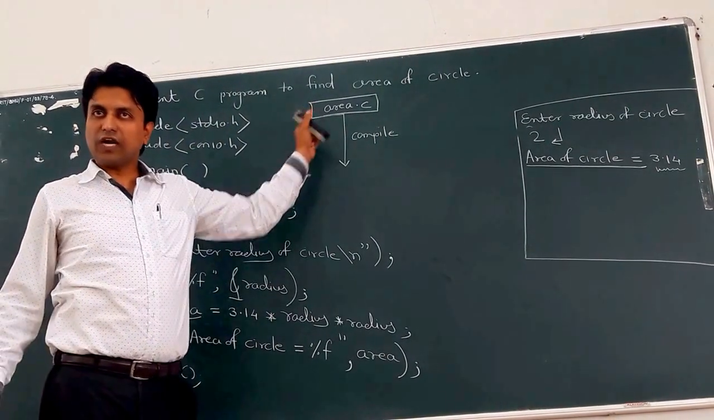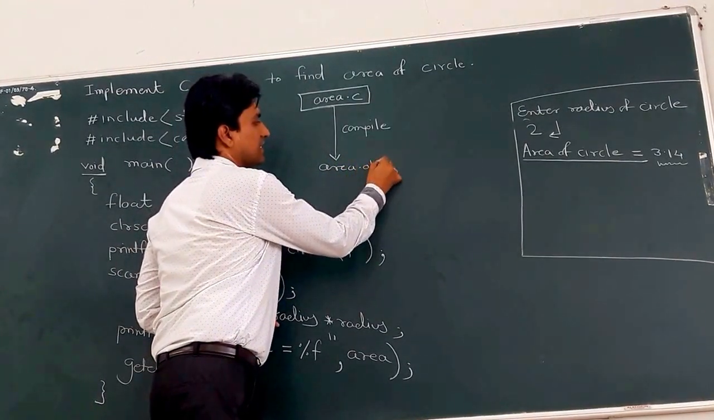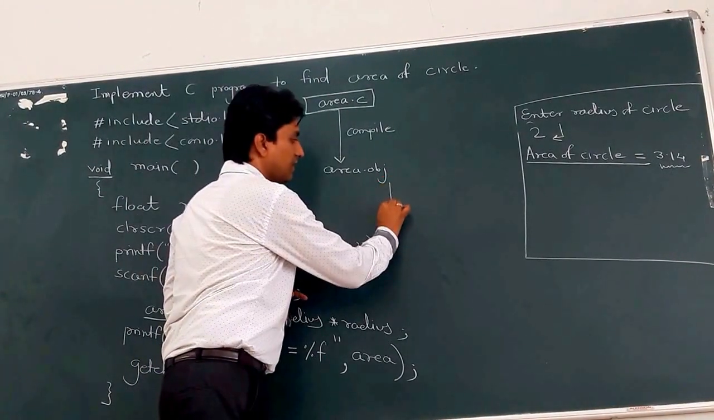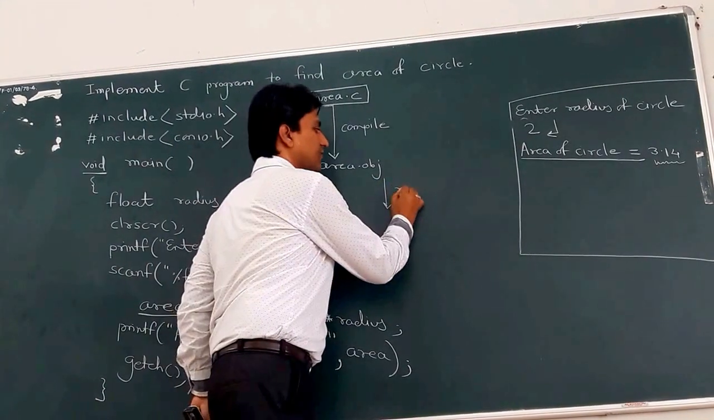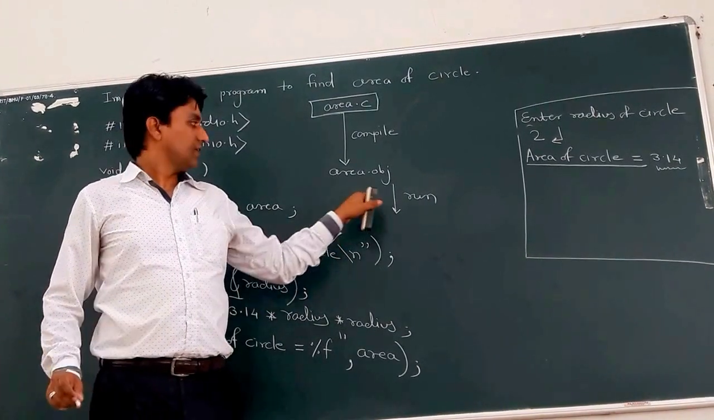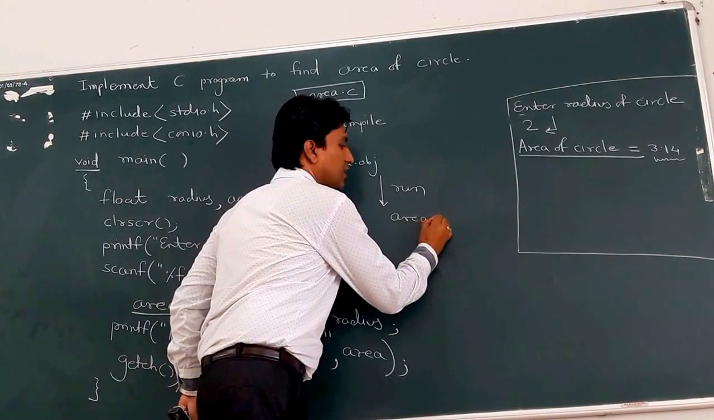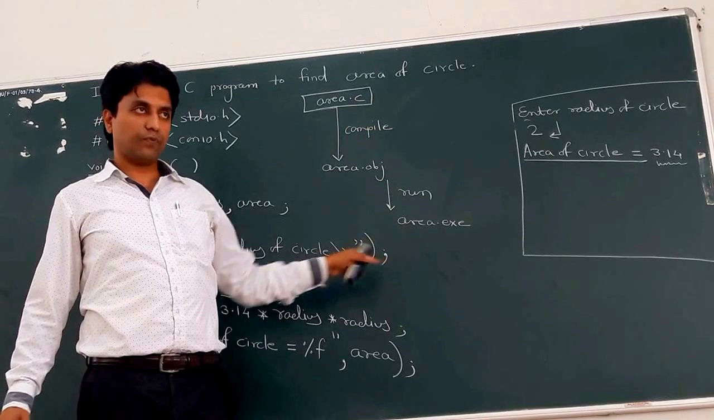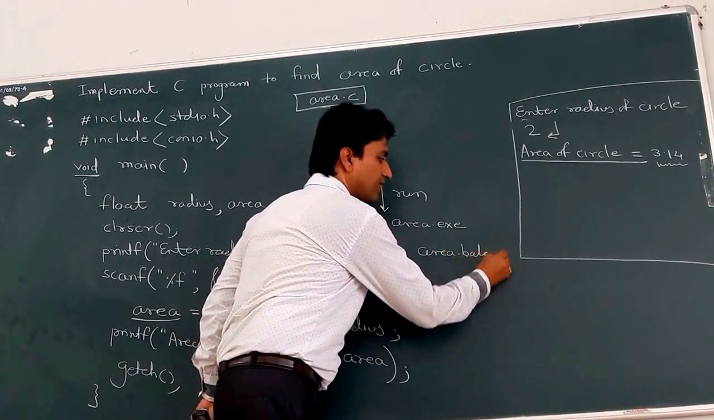After compiling the whole program, an area.obj file is created, which is in binary format. After creating the area.obj file, there is one button called run. You can press that button. Then after pressing the run button, an area.exe file is created. And on completing the whole process, one extra file is created, called the area.bak file.